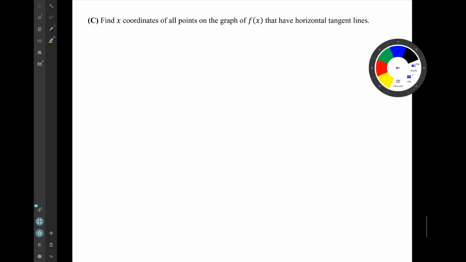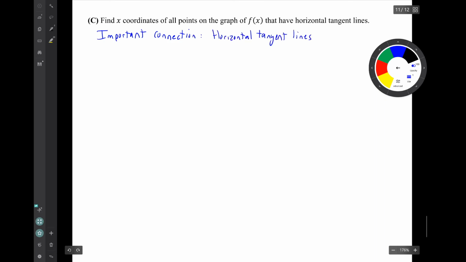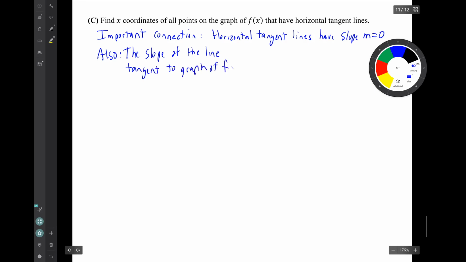Question C says, find the x-coordinates of all points on the graph of f of x that have horizontal tangent lines. So here it's important to remember the connection. We're talking about horizontal tangent lines. That means lines that have slope m equals 0. The connection you've got to make is that the slope of the tangent line at some point is equal to the value of the derivative at that point.